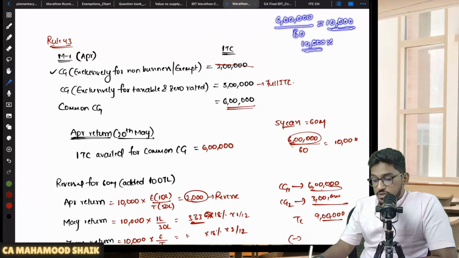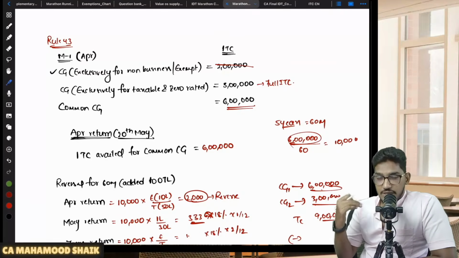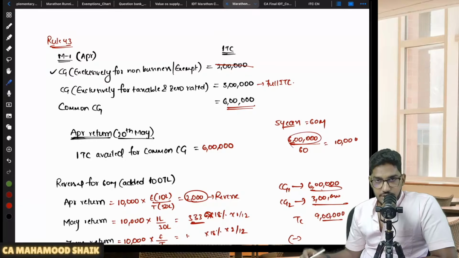So this 10,000 rupees I multiply by that month's exempt turnover divided by total turnover. That much amount I will reverse. I will determine that month's taxable turnover, exempt turnover and total turnover, and reverse that component.